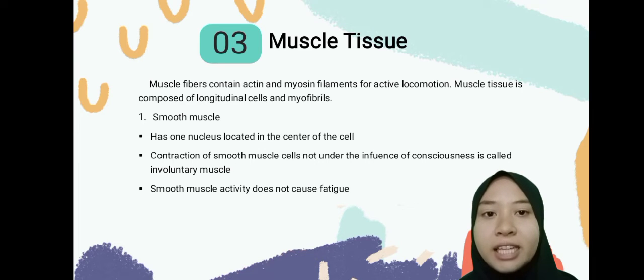Classification of muscle tissue. The first is smooth muscle. Smooth muscle consists of spindle-shaped cells, and has one nucleus located in the center of the cell. Contraction of smooth muscle cells is not under the influence of consciousness, so it is called involuntary muscle. Smooth muscle activity does not cause fatigue. Smooth muscle is found in body cavities such as the digestive tract.